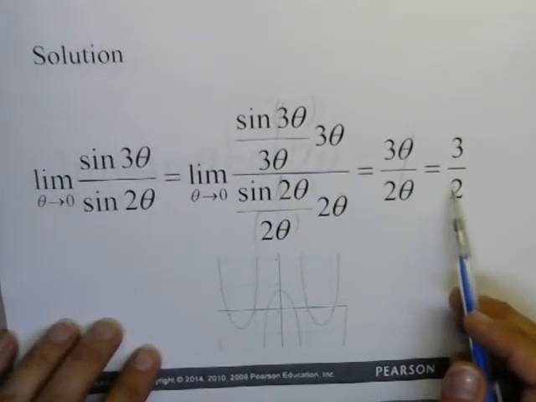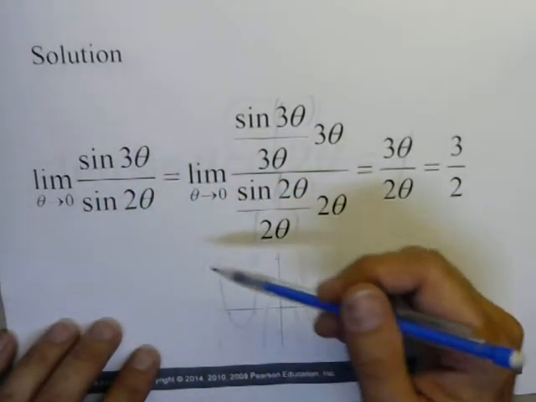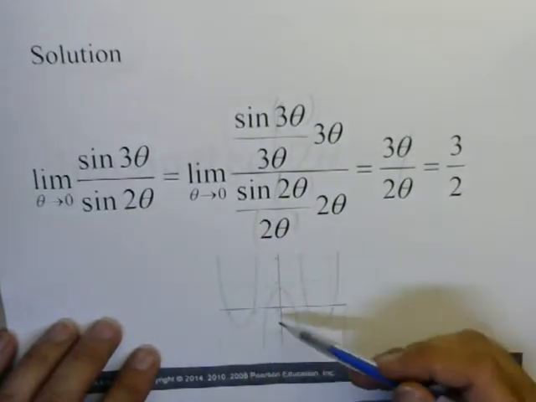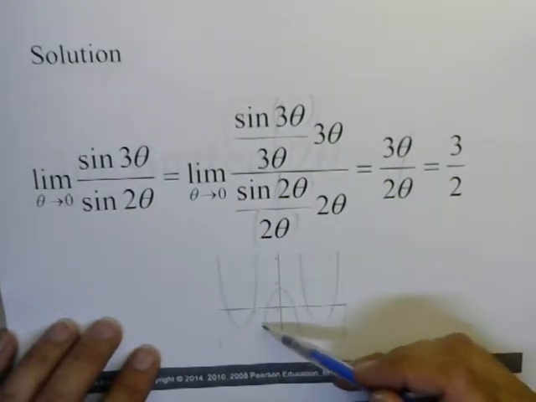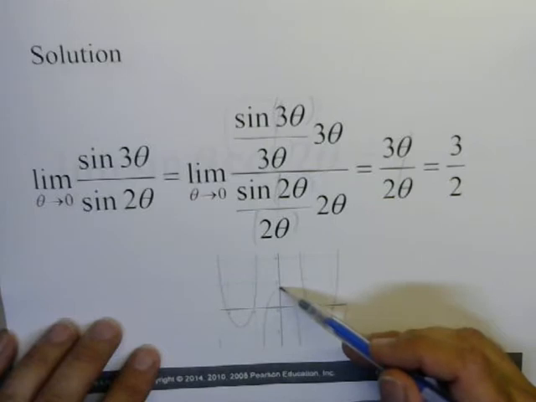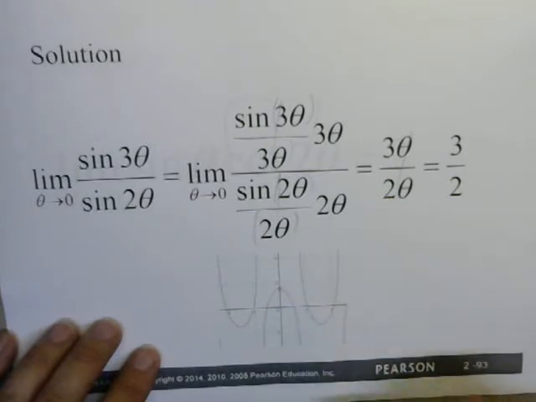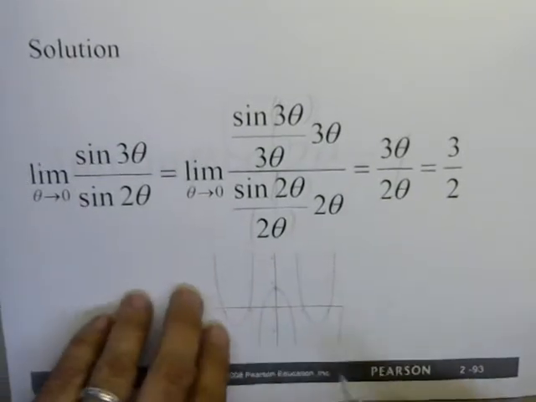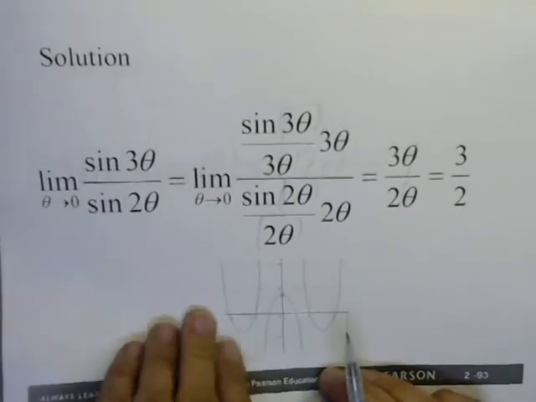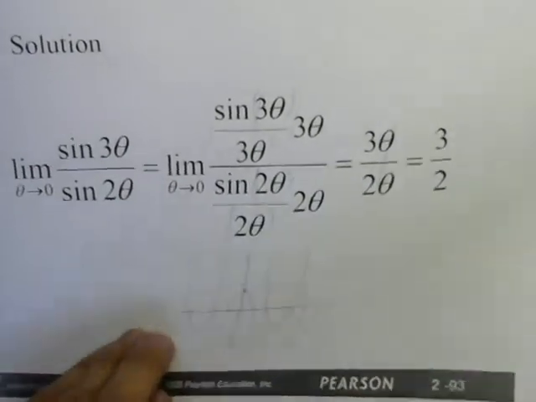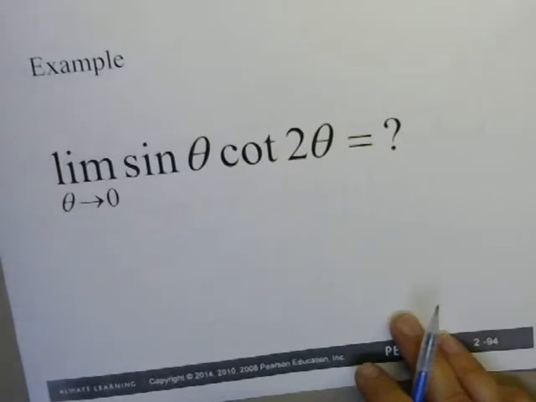And again, that might seem kind of weird, but if you actually graph the function, sine of 3 theta over sine of 2 theta, you can see that as theta approaches 0, it looks like the height of the function is approaching about 1.5. Right, 1.5, which is the same thing as 3 halves. So you might have to use some tricks like that.